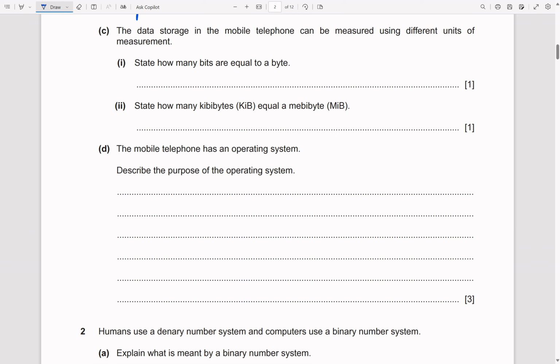The data storage in the mobile telephone can be measured using different units of measurement. State how many bits are equal to a byte. This one should be easy, just 8 bits in a byte.